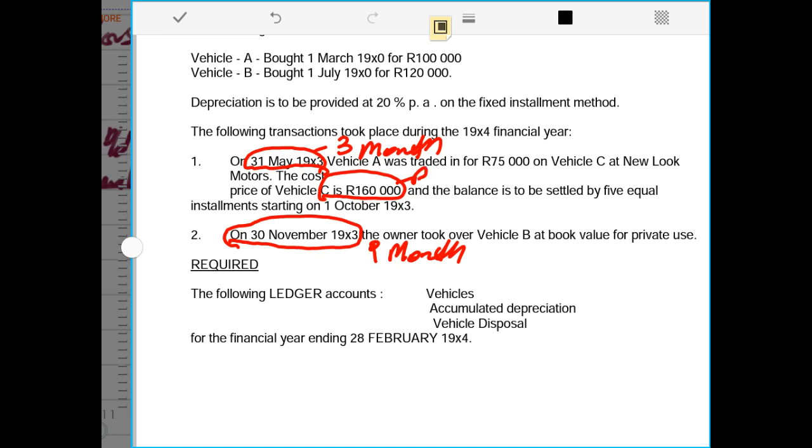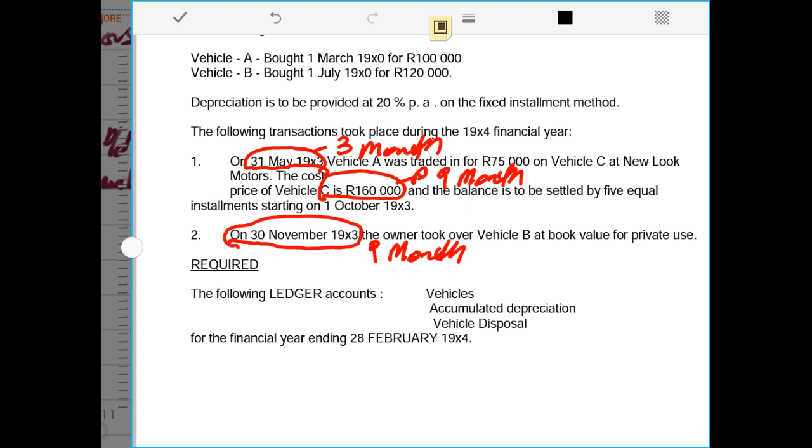And motor vehicle C, it will be May, not May because it was the end of May already. So now we don't include May whenever it's at the end. That means motor vehicle C was bought at the end of May. So we don't include May. We start in June. It will be June, July, August, September, October, November, December, January, February. It will be 9 months. So now we have to account for this for 9 months, starting in June until February 1994.